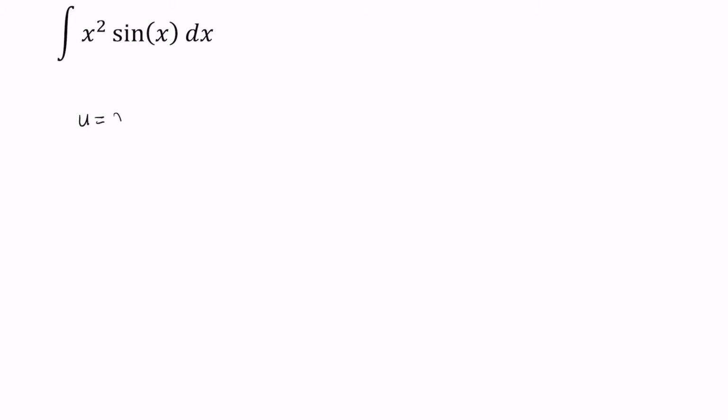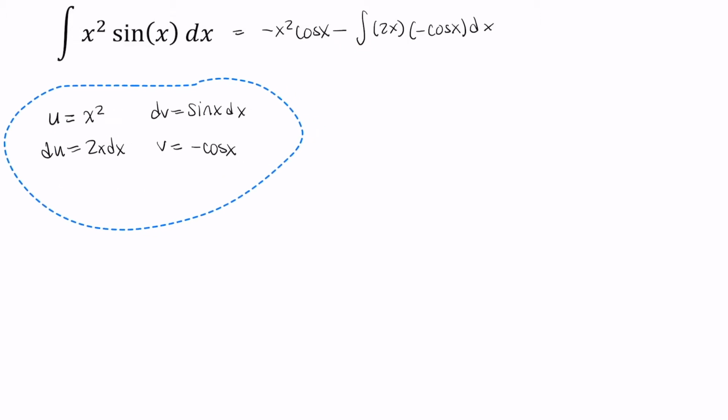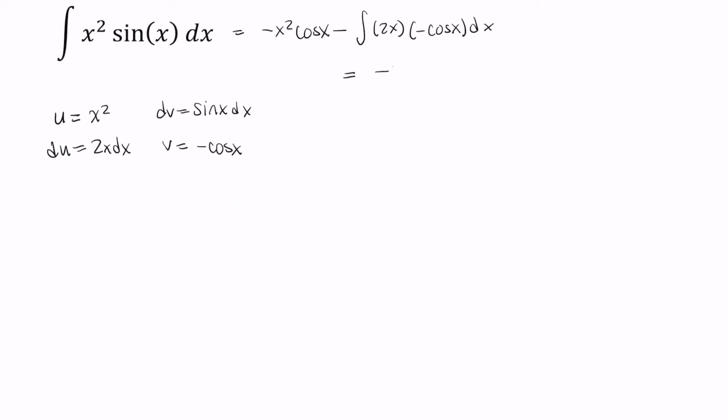So let's let u equal x squared and dv equal sine x dx. Then du equals 2x dx and v is equal to negative cosine x. So now I can rewrite this as negative x squared cosine x minus the integral of 2x times negative cosine x dx. Now this can be simplified. So let me scooch this over and write this as negative x squared cosine x plus 2 times the integral of x cosine x dx.